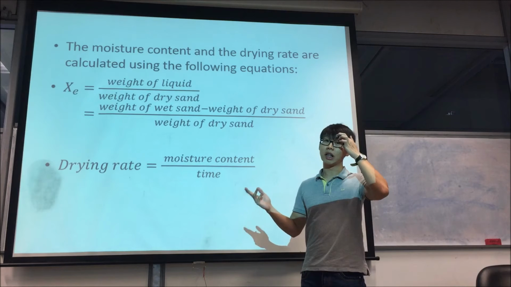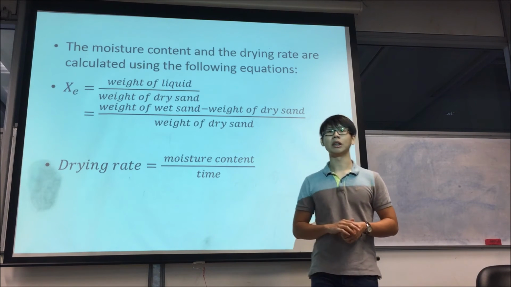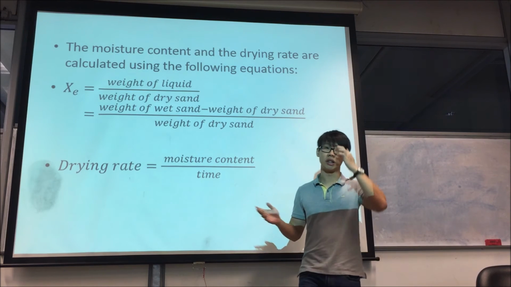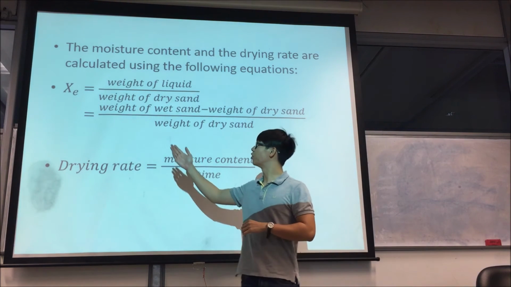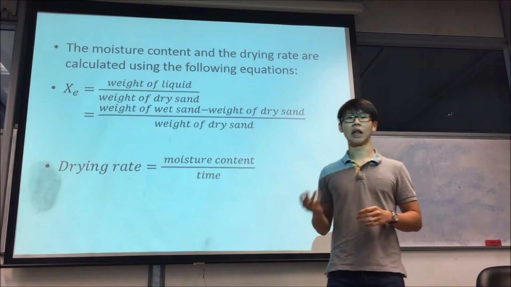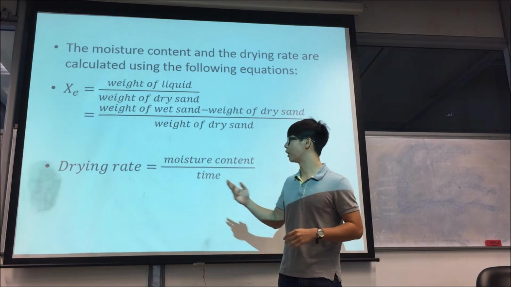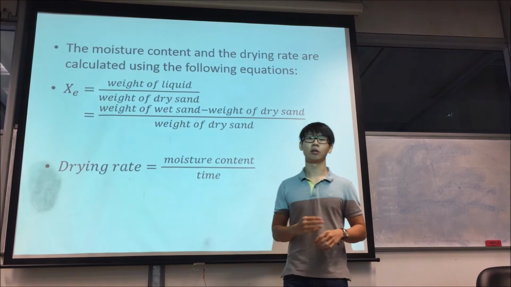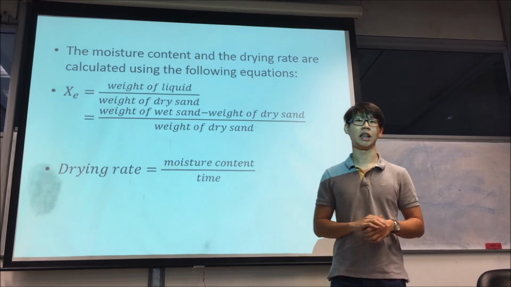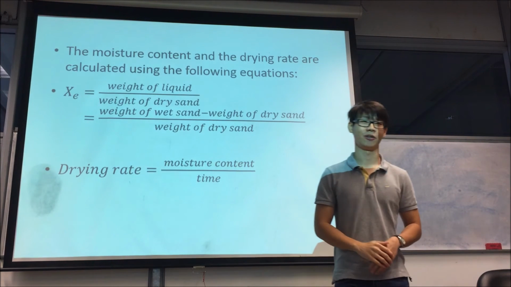Follow on, the result and data we have taken is actually calculated through this formula, which is Xe, the moisture content, which is the weight of liquid divided by the weight of dry sand. And the drying rate we are using is actually the moisture content divided by the time. This is the end of my part. That's all. Thank you.